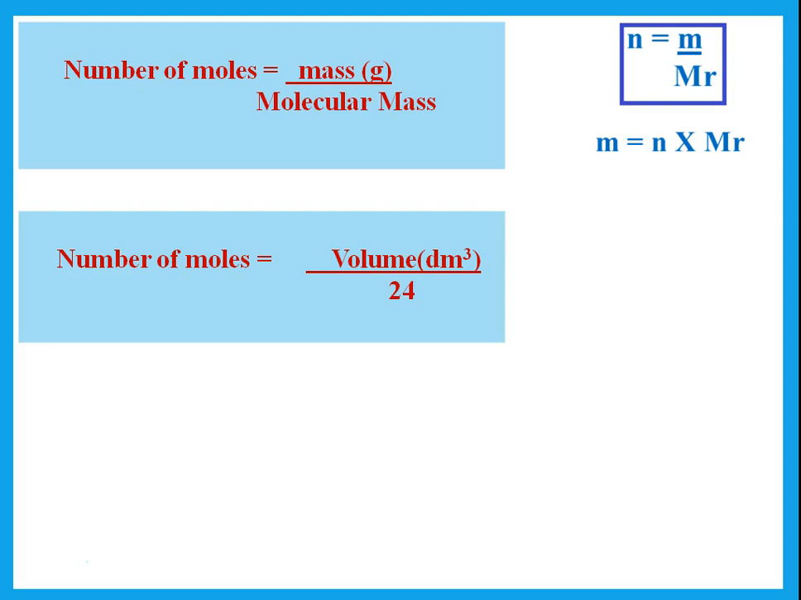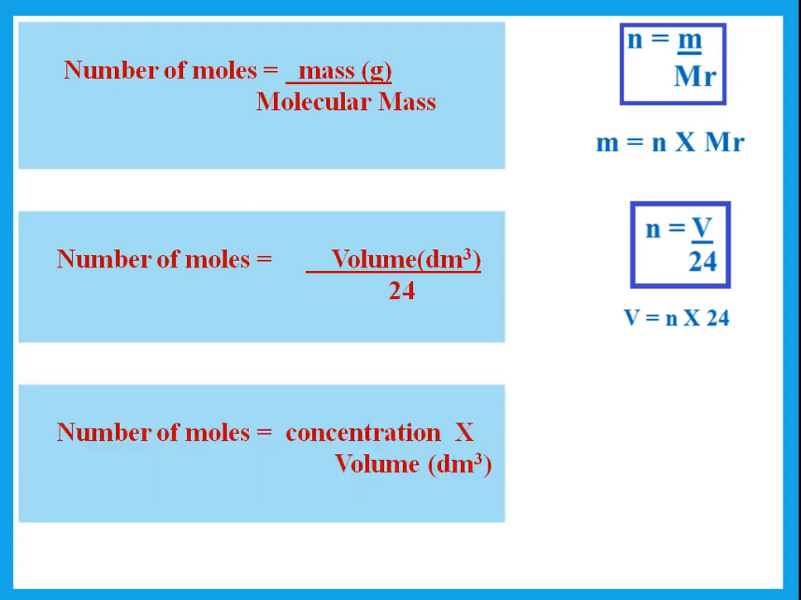What if he gives it to me in centimeter cubed? You should realize that to change centimeter cubed to decimeter cubed, you divide by 1,000. So number of moles is volume over 24. Now, how do I get volume from that equation? Volume is number of moles times 24. Okay? And remember, the volume in decimeter cubed, if he gives it to me in centimeter cubed, then I should divide by 1,000 before I put it into the equation.